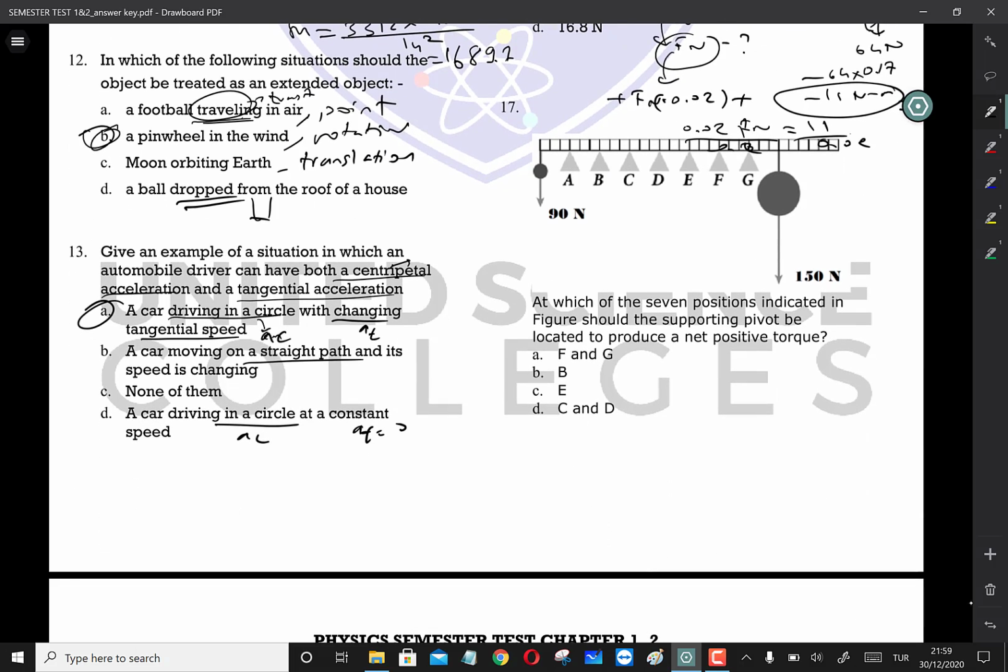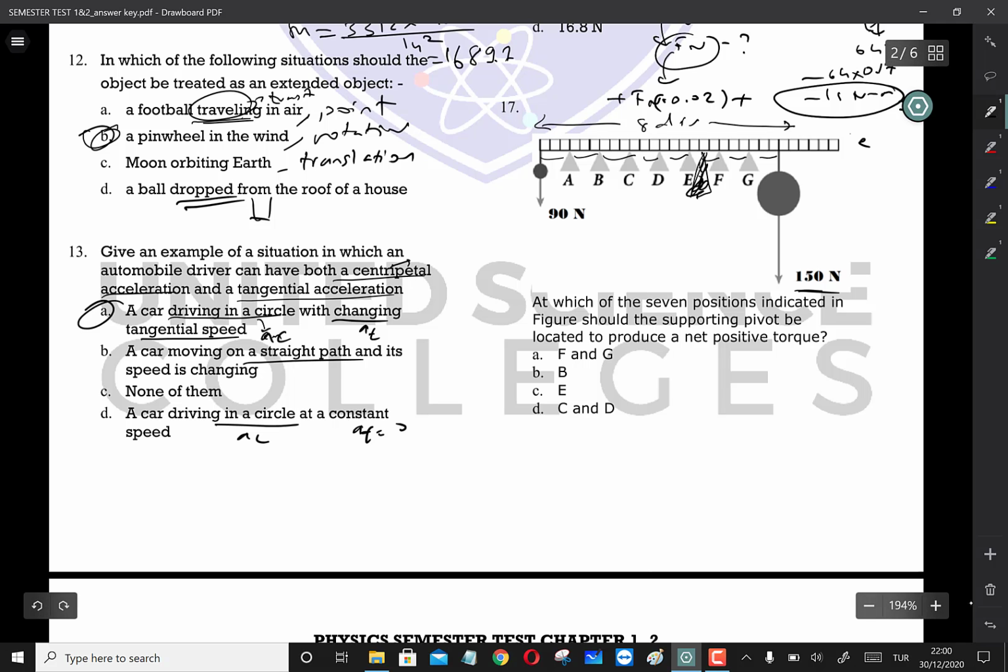And at which of the 7 positions indicated in the figure should the supporting pivot be located to produce a net positive torque? First, we should find the no rotation point, the equilibrium. Remember, we count the number of divisions. There are 1, 2, 3, 4, 5, 6, 7, 8 divisions. So the length from one force to the other is 8 divisions. We are going to support this system from a point closer to the greater force, but where exactly we don't know. We are going to randomly choose a point. Okay, randomly I'm choosing a point in here.